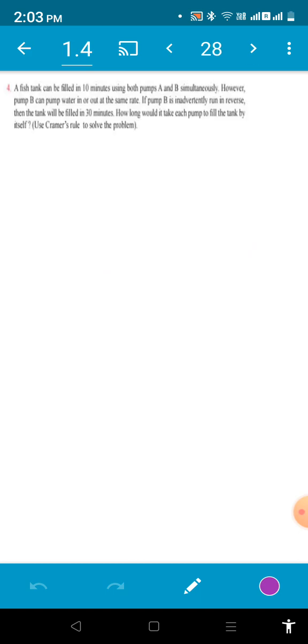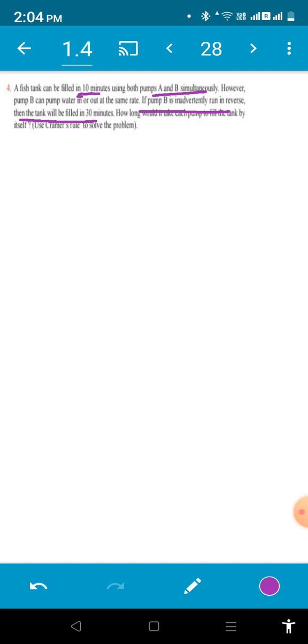Fourth question: a fish tank can be filled in 10 minutes using both pumps A and B simultaneously. In 10 minutes we fill the fish tank. Then similarly, if the pump is run in reverse order, the tank is filled in 30 minutes.